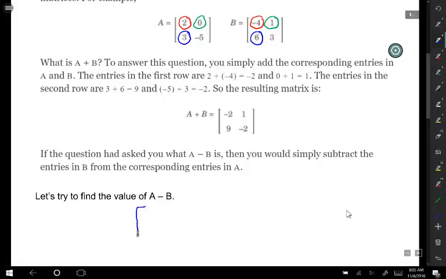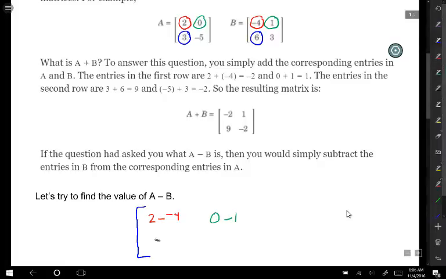A minus B. So make your bracket. What's the top left in A? 2, right? What's the top left in B? -4. So we have 2 minus -4. Let's go to top right, and I'm going to switch to green. 0 minus 1. Does this make sense? Paul, what's bottom left?